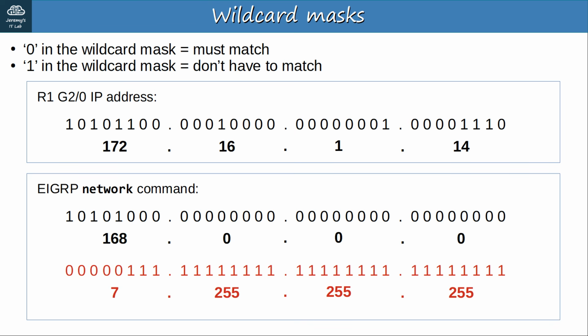Okay, one last practice question for wildcard masks. The network command is network 168.0.0.0, 7.255.255.255. In this case, would EIGRP be activated on the interface? Pause the video now to find the answer.